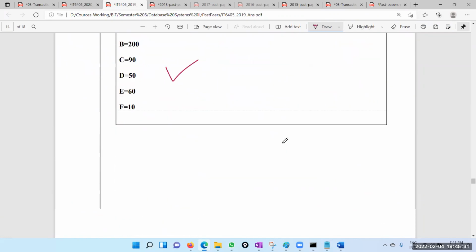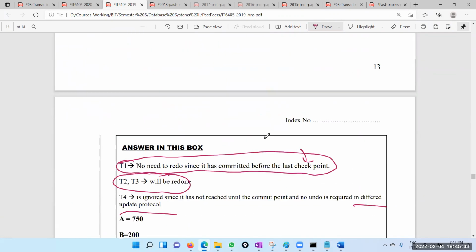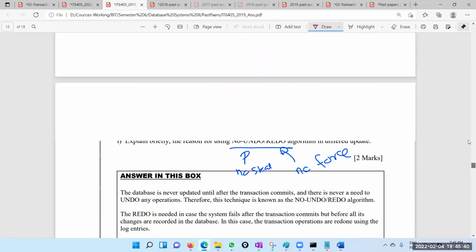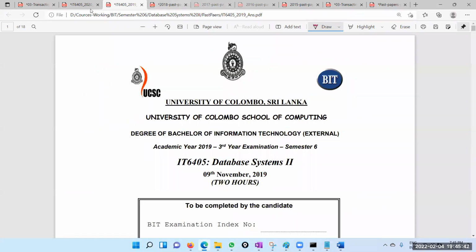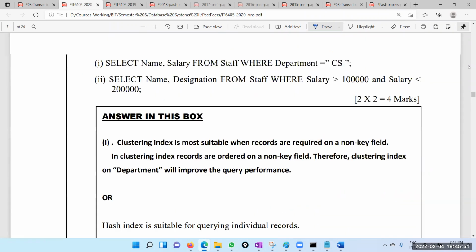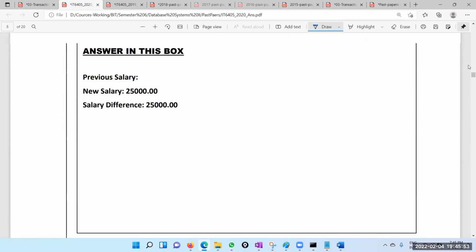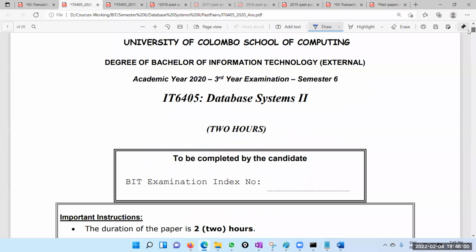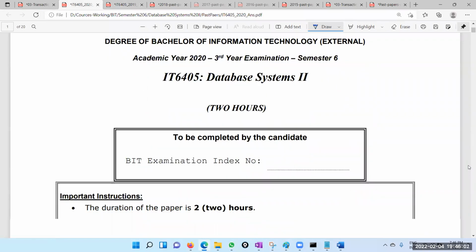No. Right. So that is the 2020 paper. Okay. So the 2019 paper. Is it the 2019 paper? Yes. It's the 2019 paper. The 2020 paper anyway we did, right? Is this the 2020 paper? Yes, did we do 2020?